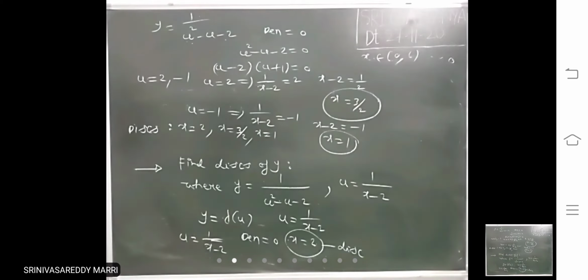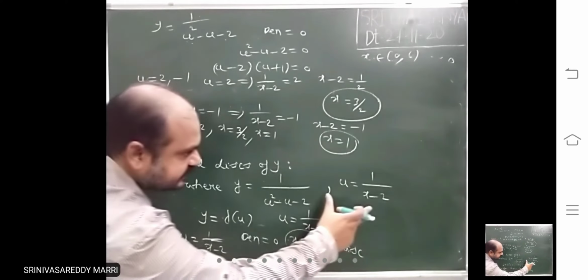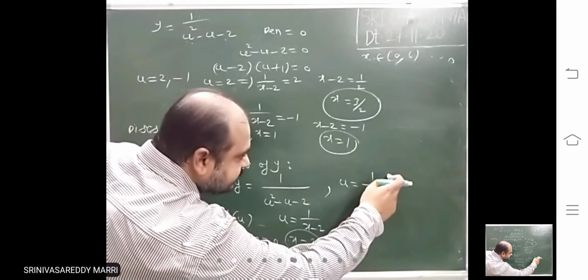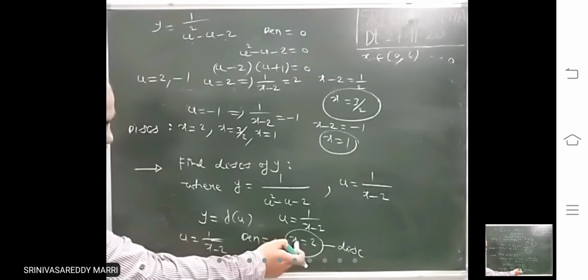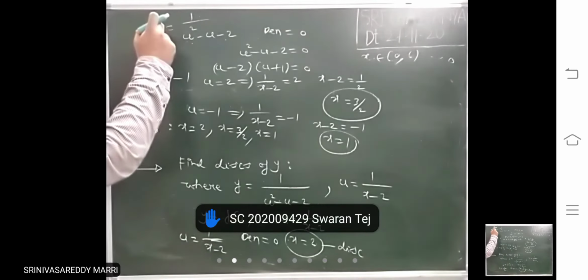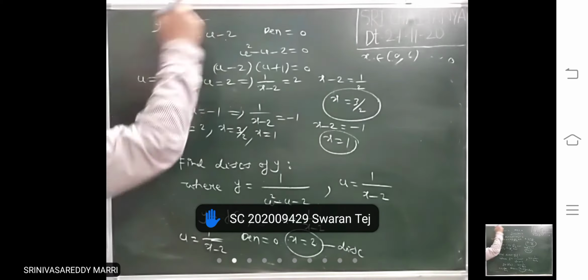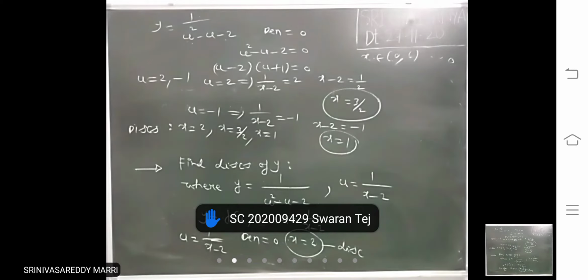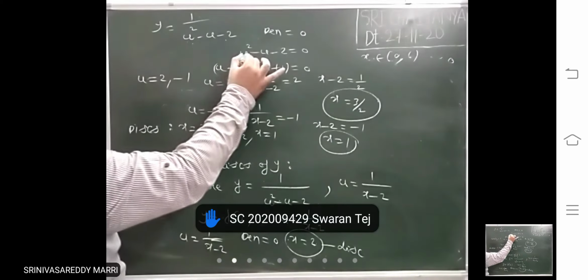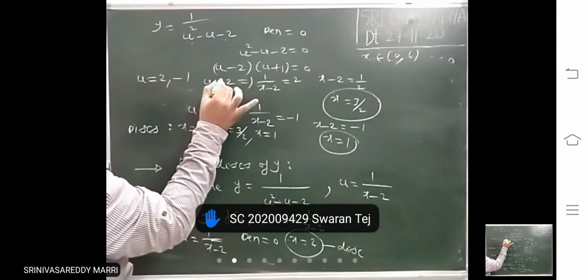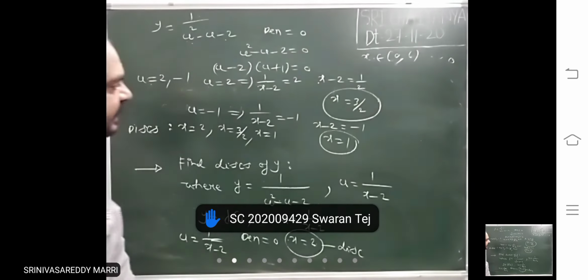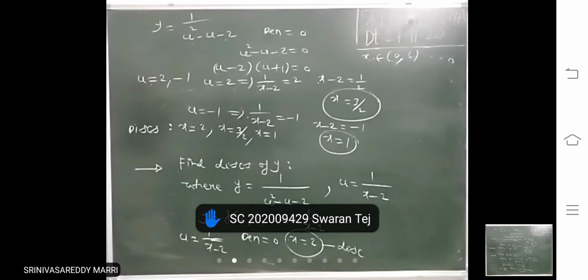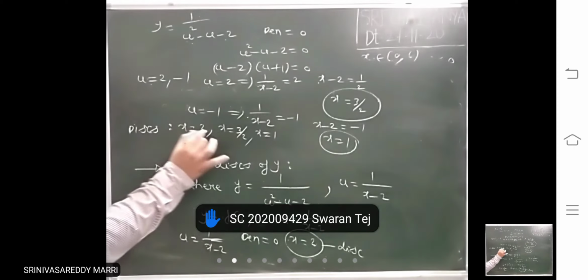3 values. Simple. This is given like this. Just take u's denominator equal to 0, and you get 1 point. Then take y. If this denominator equals 0 also, it will become discontinuous. That means this is 0. You got the u values. From those u values, calculate the x values. How many are there? 3 values.